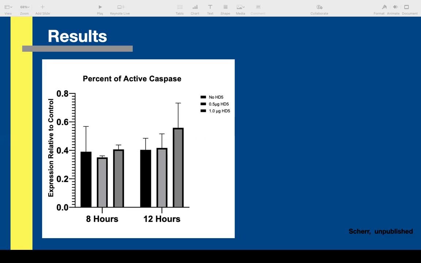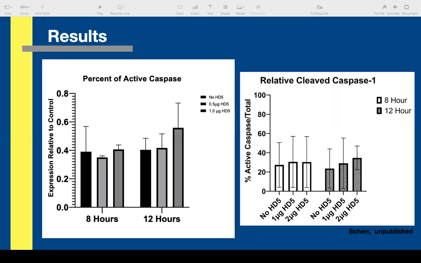Another project being conducted in the lab looks at the activation of caspase 1. As you can see from the figure on the right, there is no change in the levels of active caspase as compared to control. And this is true for your 8 hours and your 12-hour samples. As you can see in mine, there is an increase in our 12 hours. So to us, this can suggest that maybe caspase 8 does play a role in the cell death that is occurring in the cells we are seeing.